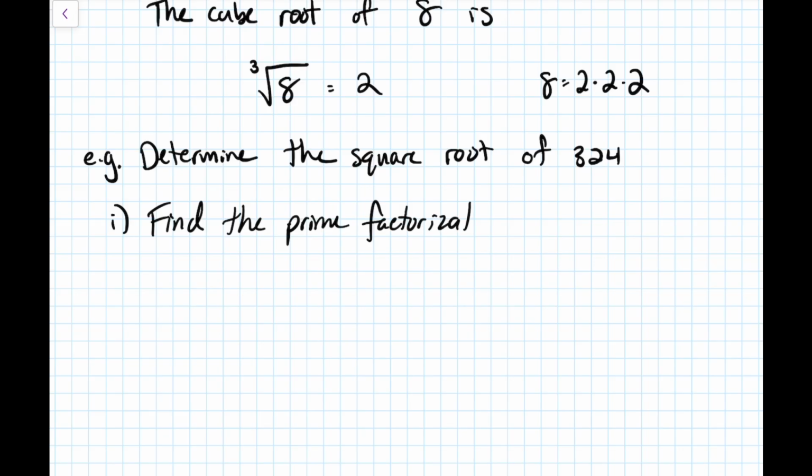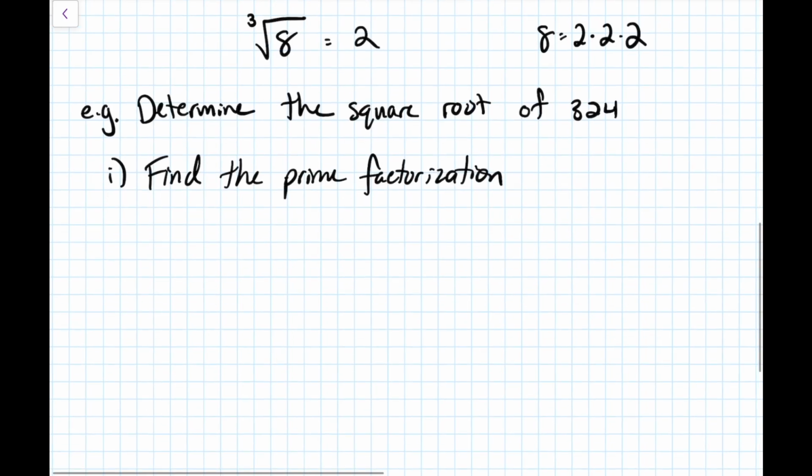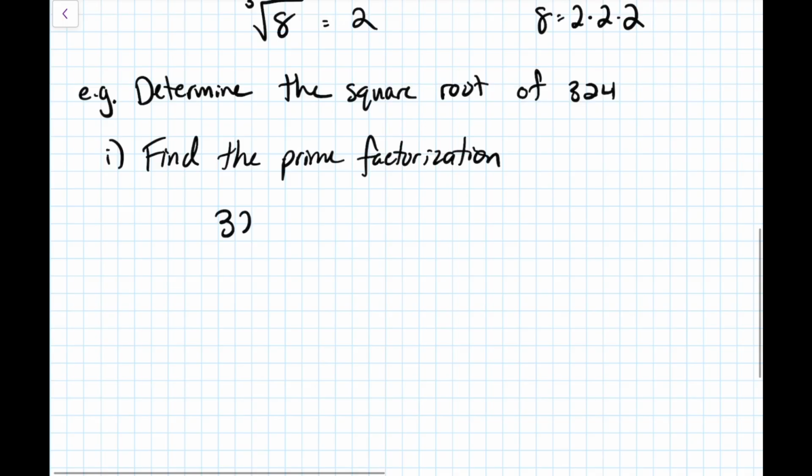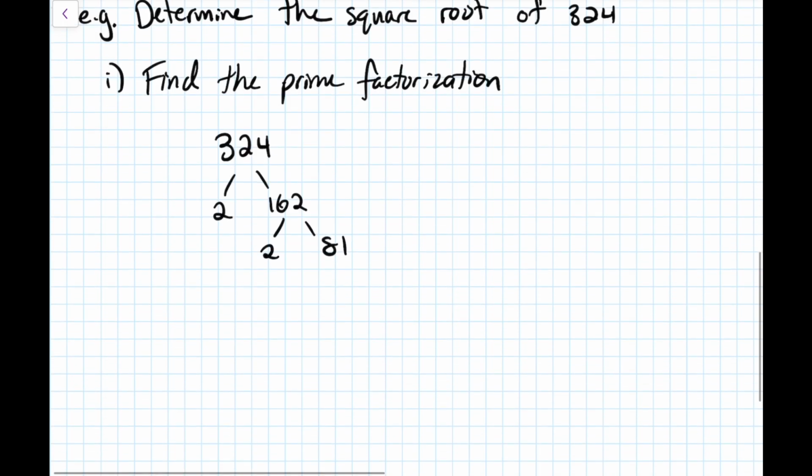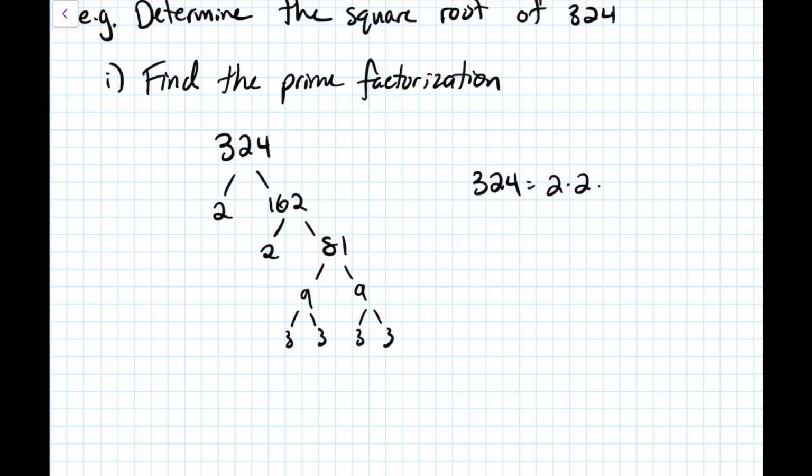So we're going to take this number, we're going to break it down, and you can do that any way you so choose. I'll use a tree. So 324, that breaks down into 2 and 162. 162 is going to be 2 and 81, and then 81 is probably a little more familiar. We'll break into 9 and 9, and those 9s break into 3s. So our prime factorization then, 324, is a couple of 2s and 4 3s.